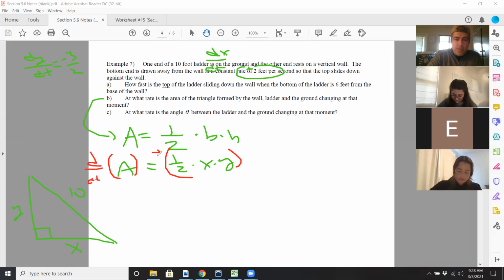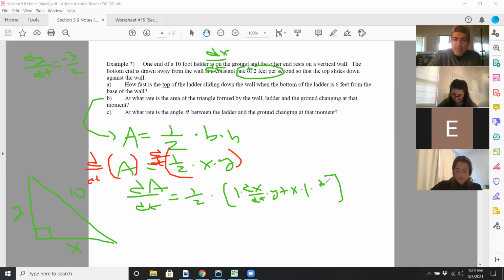Take the derivative of both sides, because you want to know how the area is changing with time, right? That's what Part B is asking us to do. So you got dA over dt equals 1/2. Now you got to do a product rule here. This is why I love these kinds of processes, really forcing you to look back at all the old stuff. So you do the derivative of x first, which is 1, but you got to say dx dt times y plus x times 1 times dy dt.